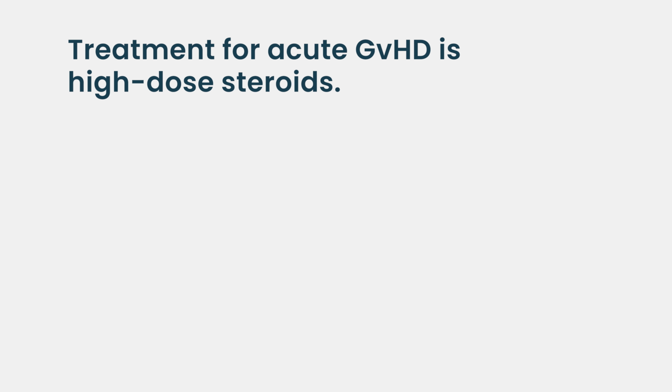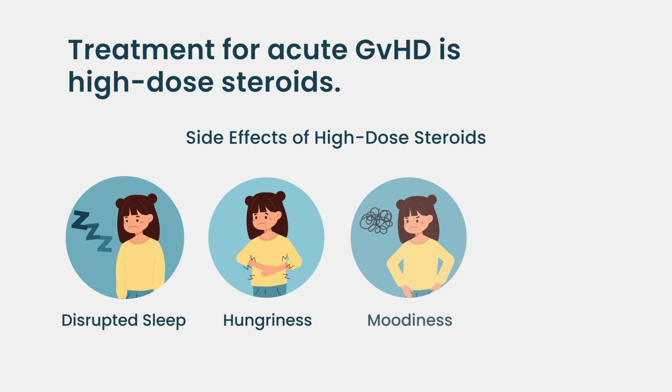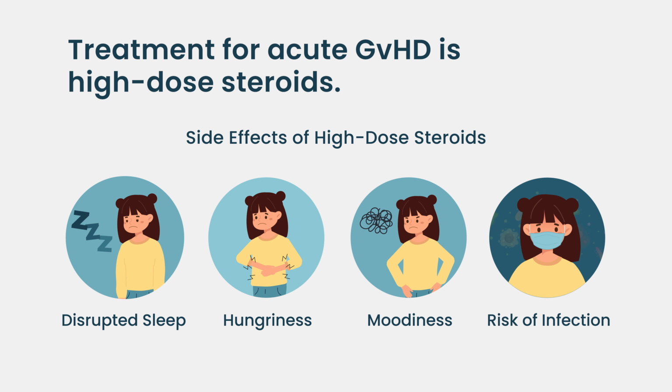The treatment for this acute form of graft versus host disease at first line is high-dose steroids. And high-dose steroids have all sorts of issues with them. They can disrupt sleep. They can cause a lot of hunger. They can cause moodiness. They put us at higher risk for infection. They can affect our blood sugars and our blood pressures. And roughly 2/3 of patients will have a response to these, be able to come off the steroids, and later be able to come off their other immunosuppression.